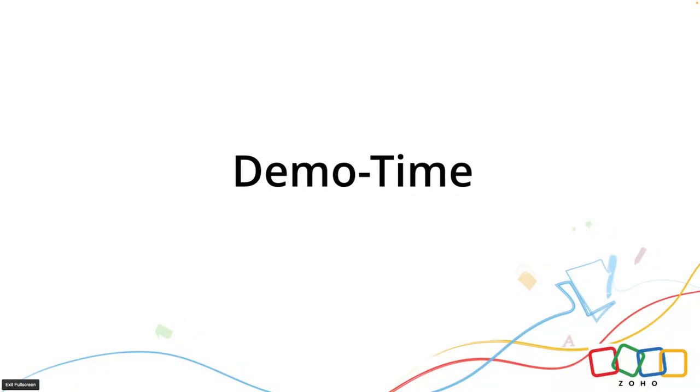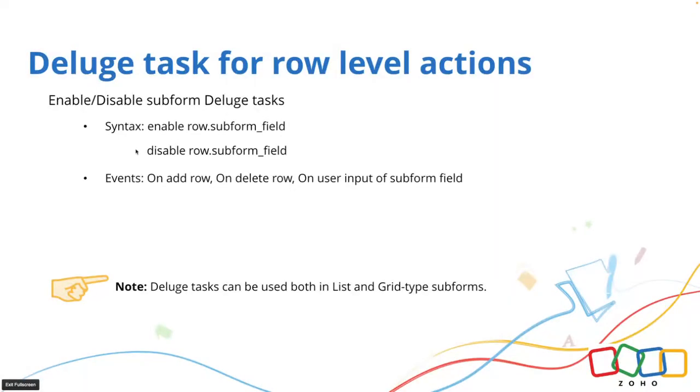Coming back to the presentation, let me move on to the next topic, which is Deluge task for row level actions. We have enable or disable subform Deluge task syntax. This is the syntax that we're going to use: enable row.subform field or disable row.subform field. How did this come into the picture? You can use a combination of multiple workflows and Deluge scripts to help your subforms handle complex business logic. Keeping that in mind, we formulated the idea of bringing in actions that can help you control subforms at a row level as well.